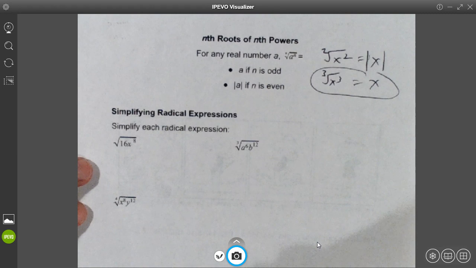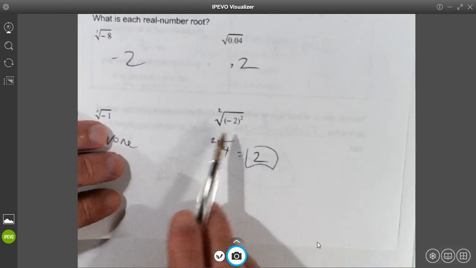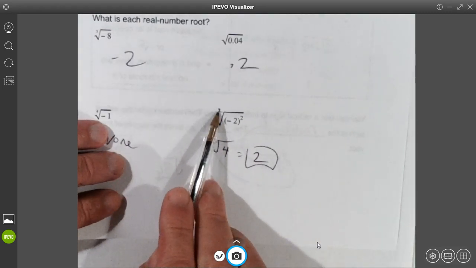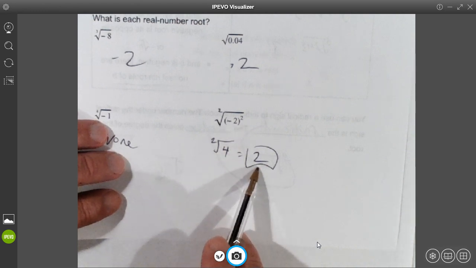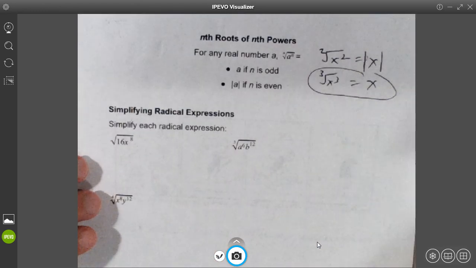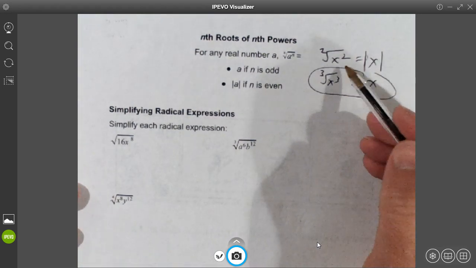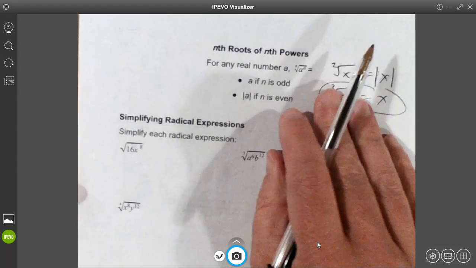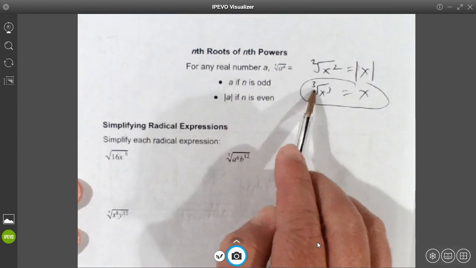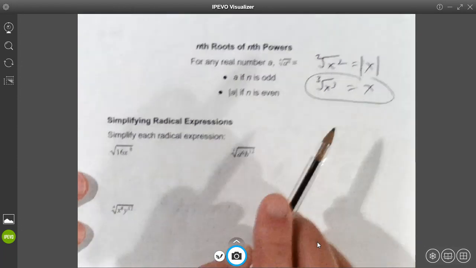And I'm going to take you back to this. Because the square root of (-2) squared was not -2, it was the absolute value of -2. So if we have a variable there, the square root of x squared is not just x, it's the absolute value of x. Now that only happens if n is even. If n is odd, if that index is odd, it's exactly what you think it would be.